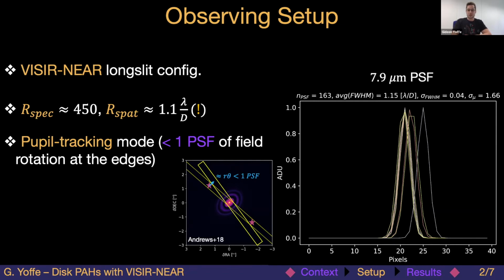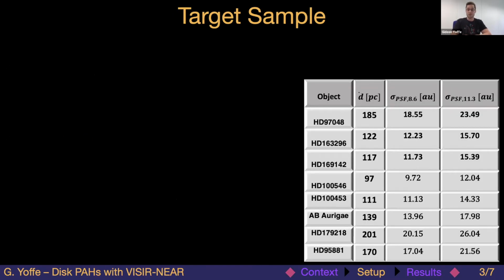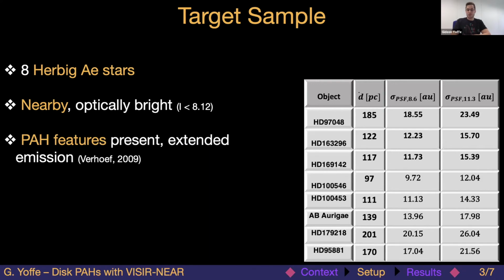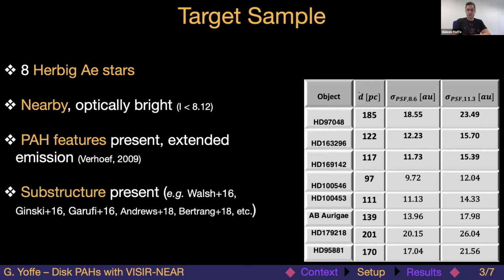Now I'll briefly discuss our target sample. So our sample consists of 8 Herbig Ae stars, some of whose properties appear in the table on the bottom right. The choice of the target sample relied on the following criteria. They are relatively nearby and are optically bright, which is important for both the effectivity of the AO and the ability to resolve them spatially. Extended spatial emission had been demonstrated for most of the targets in previous studies, and PAH emission was detected as well. Lastly, the existence of substructure within these targets, such as gaps, was also demonstrated in previous work.